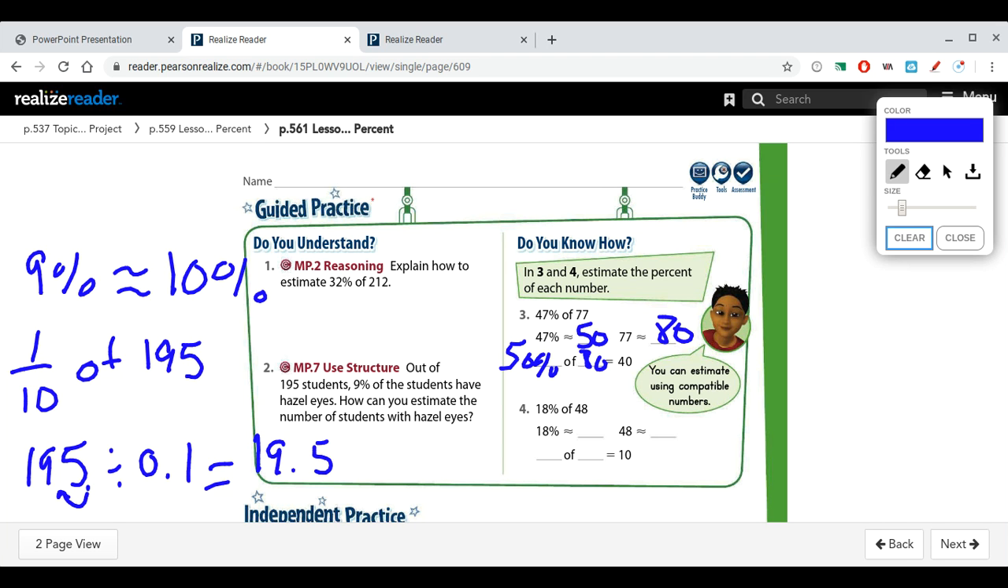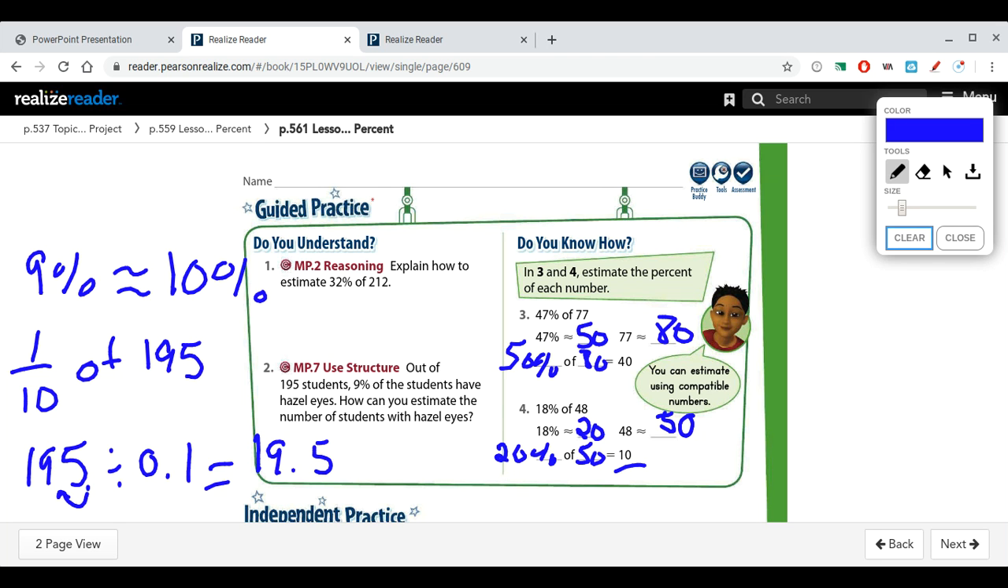Okay. And then 18% of 48. So 18%, again, I'm going to round that to 20. And here they said 10. You could leave it at 10, but I could actually find 20% of 48, but I'll round it to 50 because that's what they want here. I know that's what they want because they gave me the 10. And so 20% of 50 is 10.